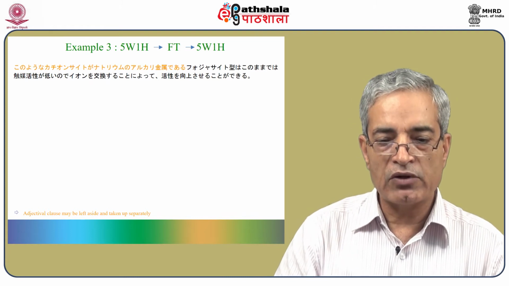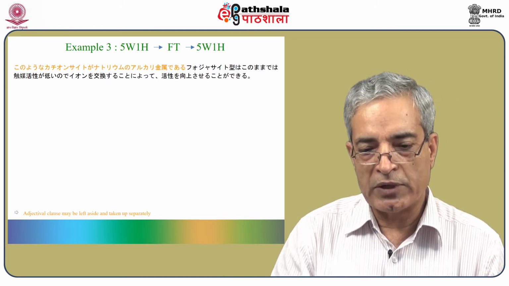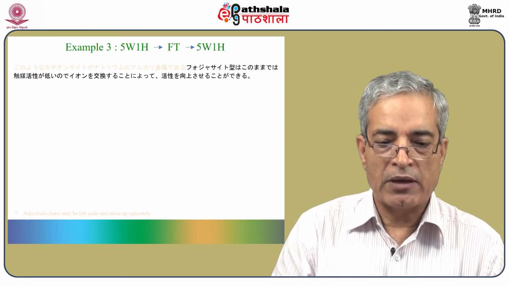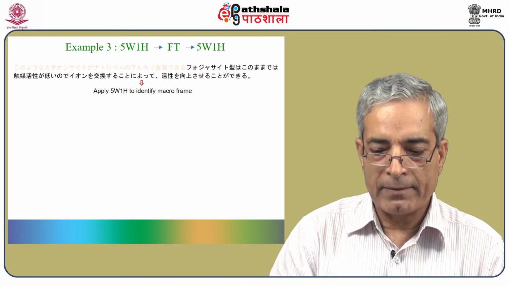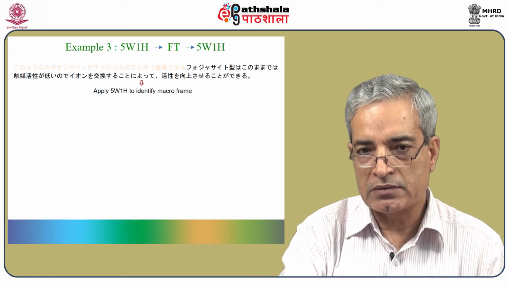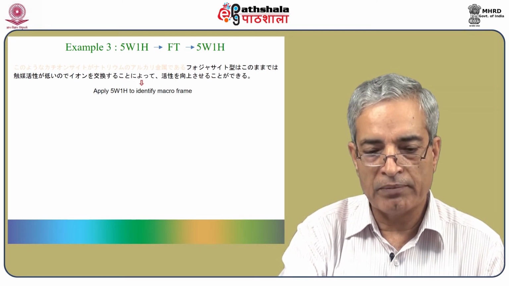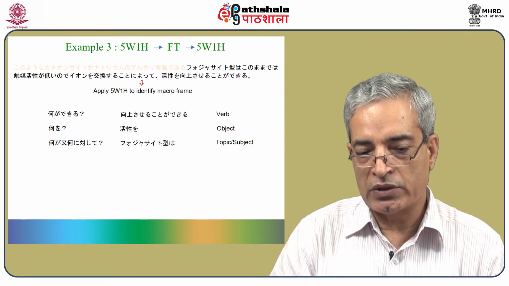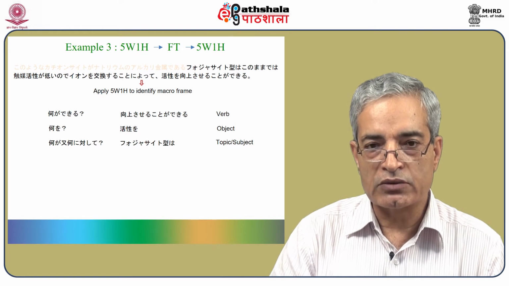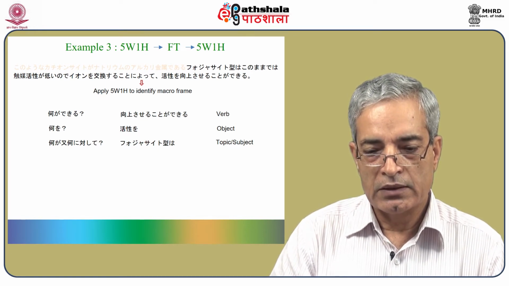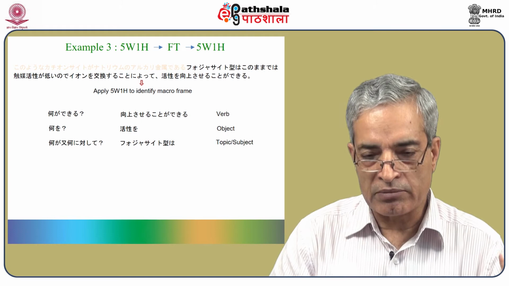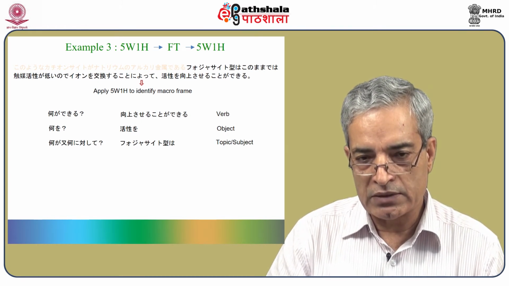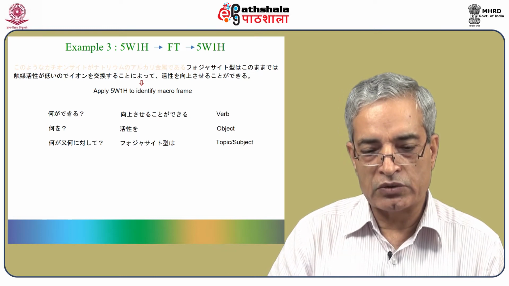There is an adjectival clause, we take it out. So this first part up to kinzoku de aru goes, and now remaining part, let's apply the 5W1H on this first. Basic aim in this case is to identify the macro frame. It says at the end koto ga dekiru, so the question is nani ga dekiru? Kojo saseru koto ga dekiru. That's the verb. Kojo saseru koto ga dekiru means something has to be done. It has to apply on something, that is nani o kojo saseru koto ga dekiru.